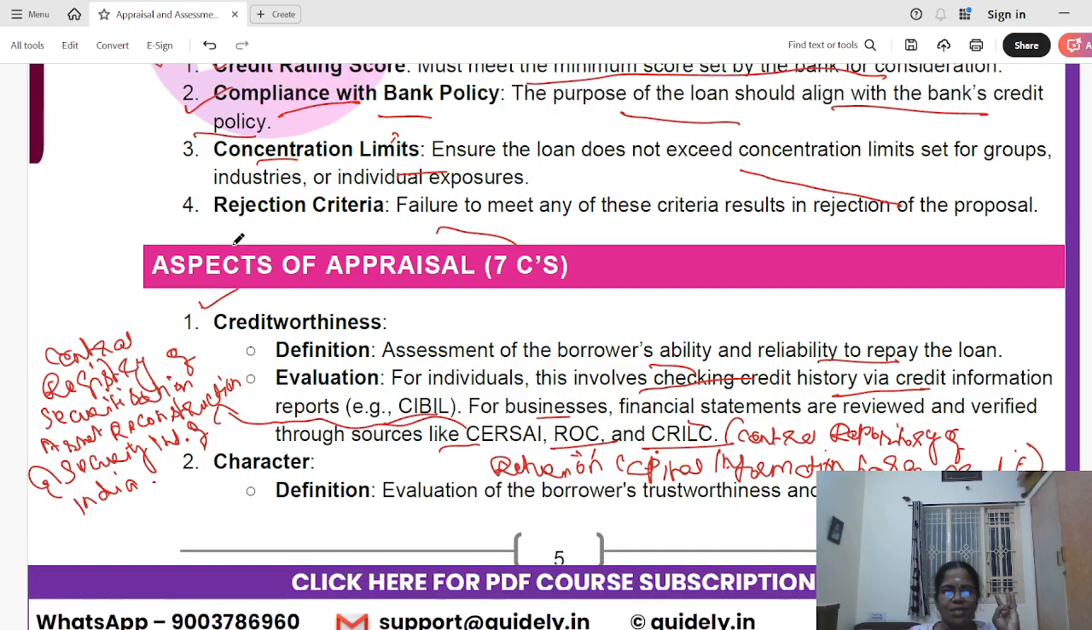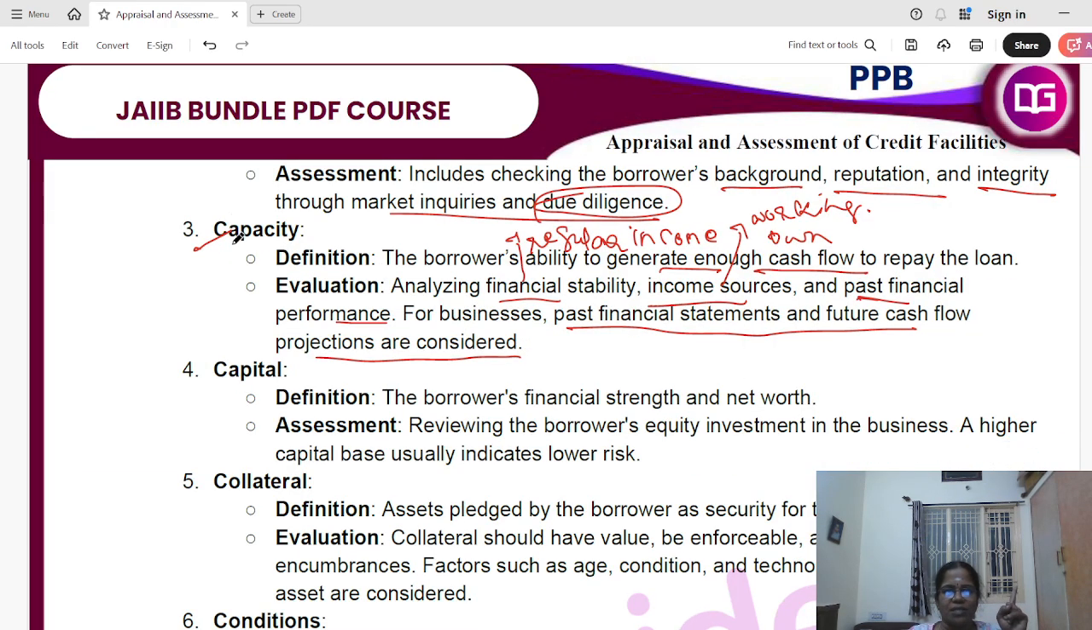So first we discussed credit worthiness, then the character, then capacity. Next one is the capital, the borrower's financial strength and net worth, how much capital they invested in their business. That is the borrower's financial strength. And what is the net worth? That is the return on capital, the return on investment they made, which helps to decide the net worth of the borrower.